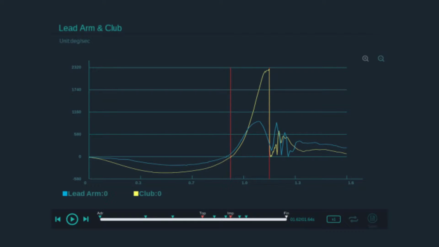When the curve is negative, below zero, that means we're in the backswing. When it crosses over that zero line, that means we've transitioned and we've gone into the downswing, where we see the acceleration and the deceleration.